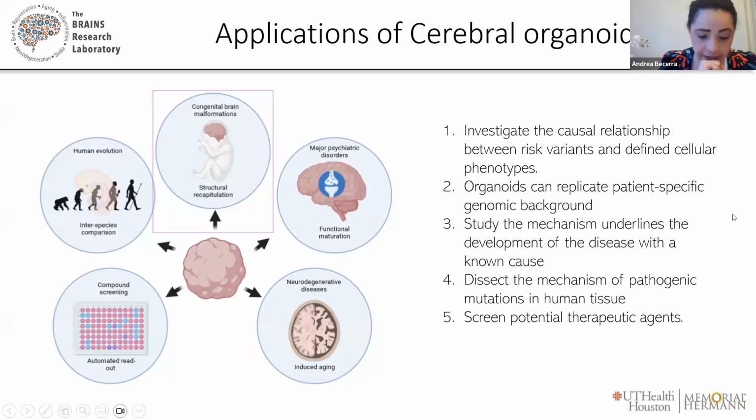Mostly, the literature in the last year has published using human organoids comparison between interspecies and understanding human evolution. Also, congenital brain malformation and the major psychiatric disorders, where we can do drug screening in these organoids, and neurodegenerative disease when we induce aging in the organoids.